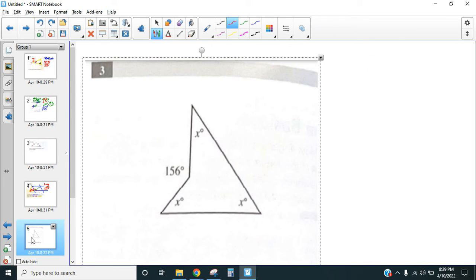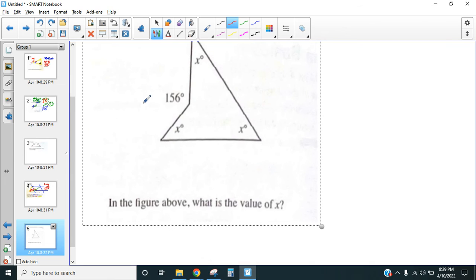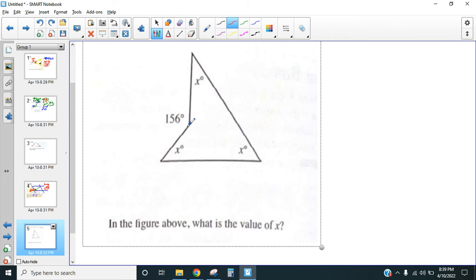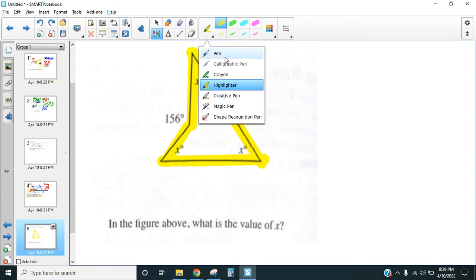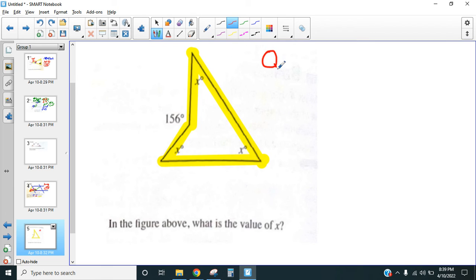Okay, the last one that I'll do for you is kind of tricky. It's number 3. It says in the figure above, what's the value of x? All right, a few things to realize. Even though it's a very funky looking one, this is a 1, 2, 3, 4-sided figure. Okay, that's a quadrilateral, right?